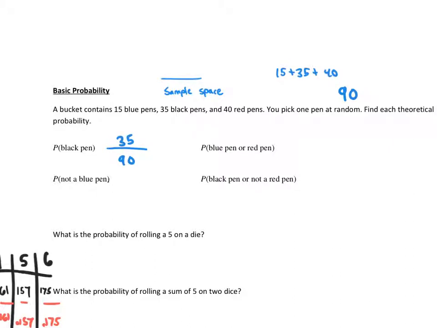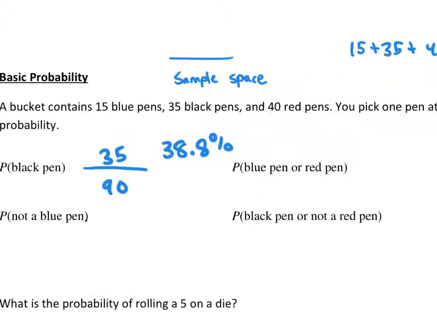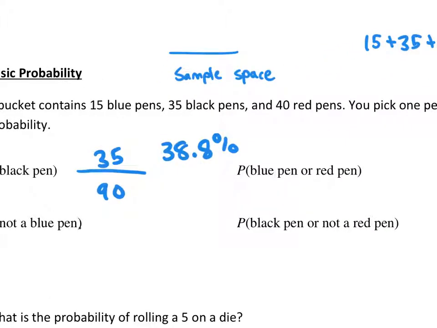So if we do 35 divided by 90, and you could simplify that fraction, but for the most part, we're going to want them as percents. We'll get 38.8% chance of drawing out a black pin, which should make sense because 30 would be 33%, a third of it. 35 is a little bit higher, so our 38% is a little bit higher.